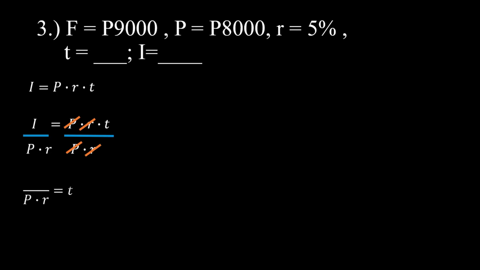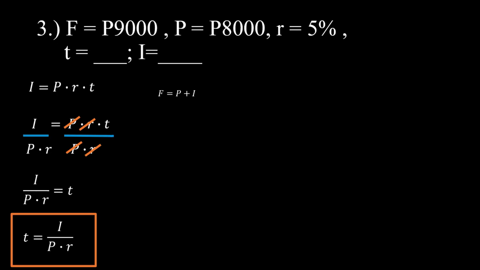So what's left is just T is equal to the interest all over the principal times rate. So we just have to rearrange this to make it appealing. So this is now the formula for the time, which is equal to the interest all over the product of principal and rate. But in this case, we will be solving first for the interest using the formula of the future value.